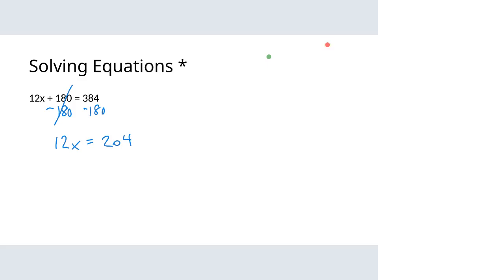In order to get the x by itself, we're going to divide by 12 on the left. Those will cancel. Divide by 12 on the right. 204 divided by 12 is 17. And so that's our solution there. The value of x that would make this equation true is 17.